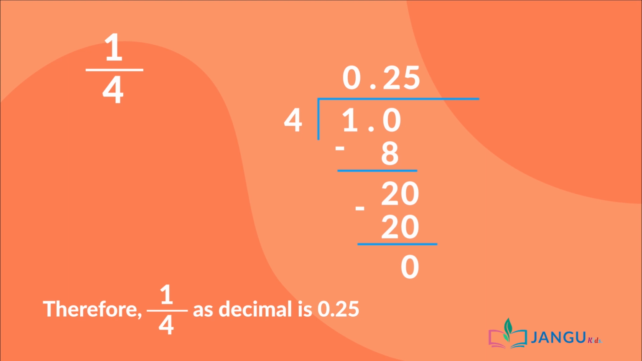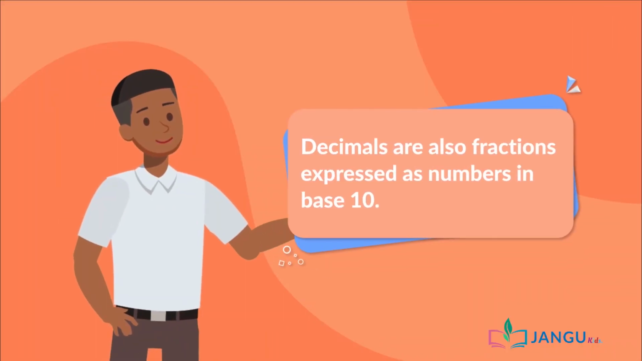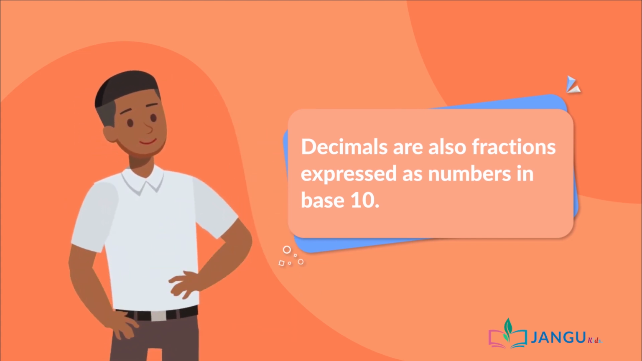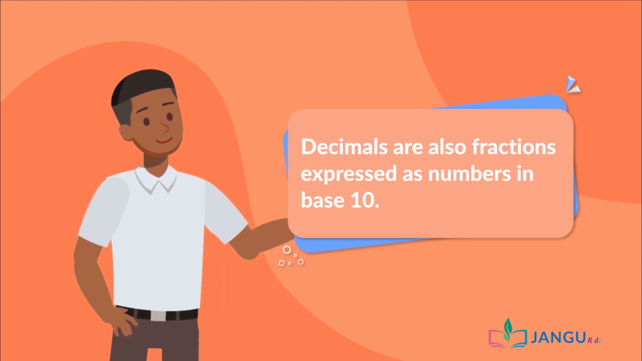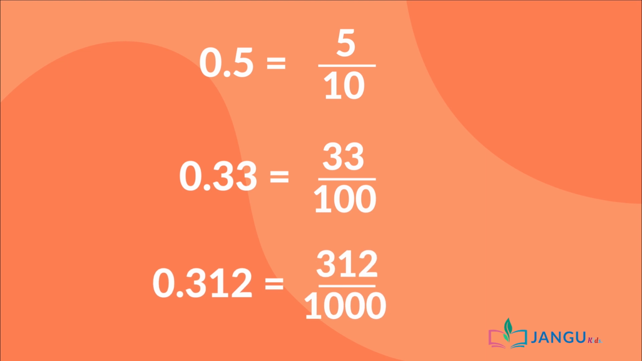Now let's try the reverse and convert decimals to fractions. Remember that decimals are also fractions expressed as numbers in base 10. This means that when converting decimals into fractions, if the number after the decimal point is 1 digit, you divide by 10. If there are 2 digits, you divide by 100. And if there are 3 digits, you divide by 1,000.